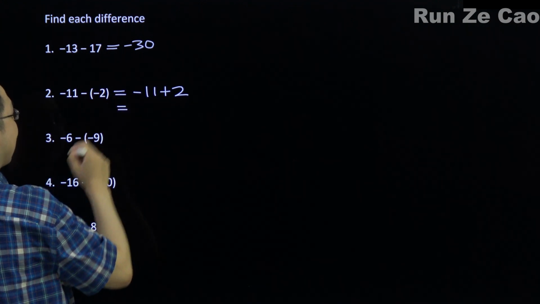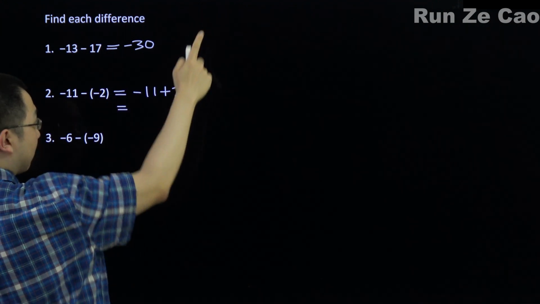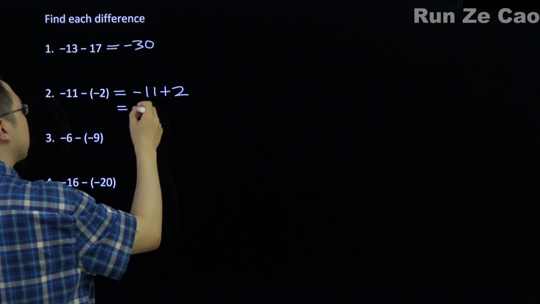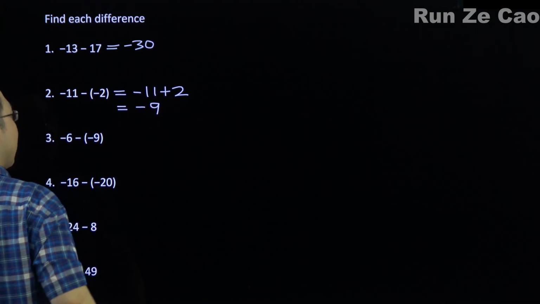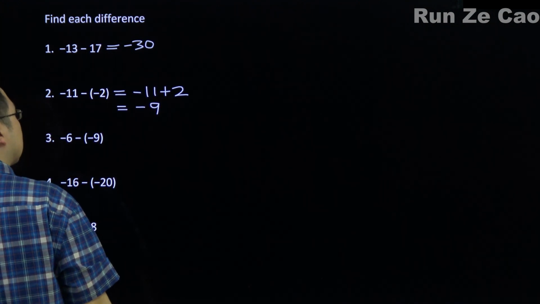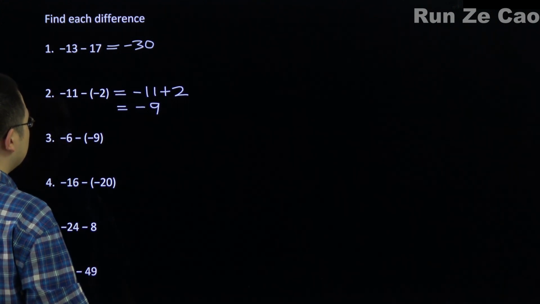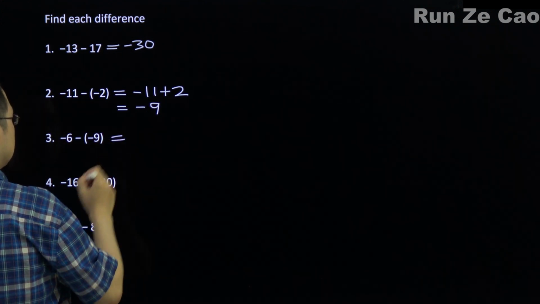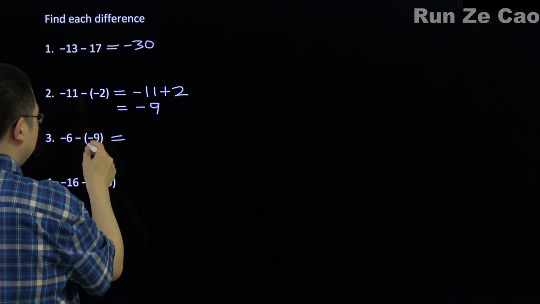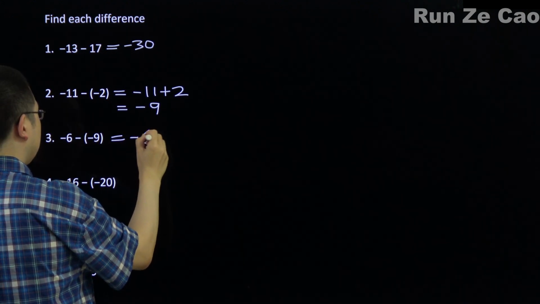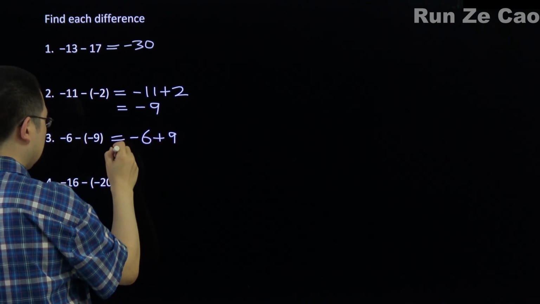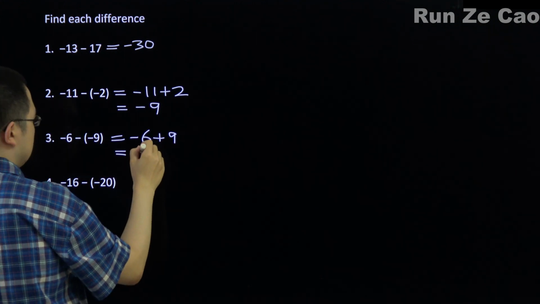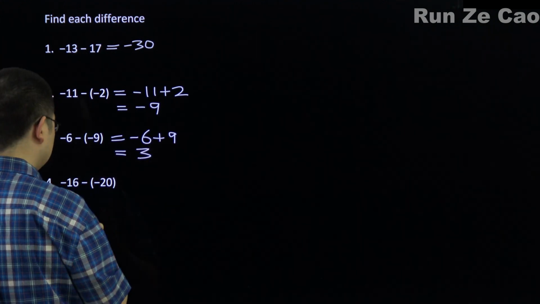Like if you open up the bracket and multiply in, or if you go by the approach mentioned about the additive inverses. Negative 11 plus 2 is equal to negative 9. Negative 6 minus negative 9. Well, if you open up the bracket, you end up with negative 6 plus 9. So 9 minus 6 is equal to 3.